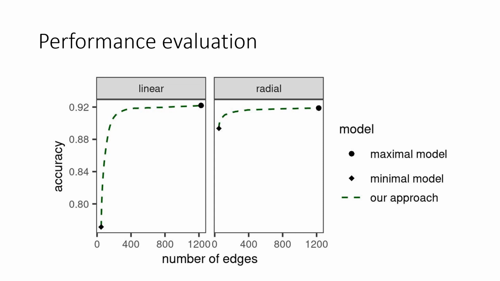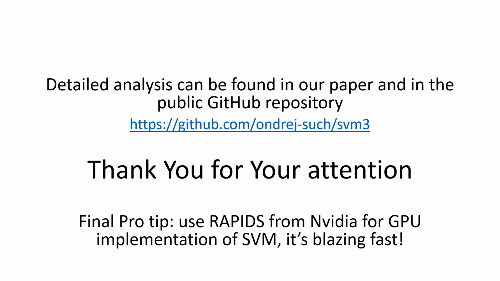In both plots, we can see that most of the accuracy gains are realized by adding just 20 to 30% of the edges contained in the maximal model. This provides considerable performance improvements. Another thing that we can observe is that when using radial kernel, even the minimal model has a relatively very high accuracy. All the details about our multi-class SVM approach and about performed experiments can be found in our paper and in our public GitHub repository.